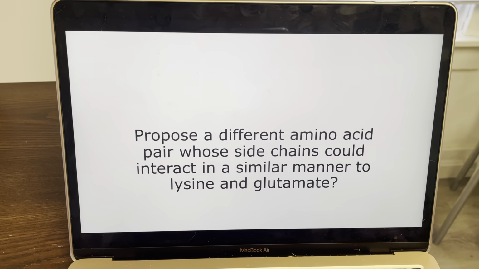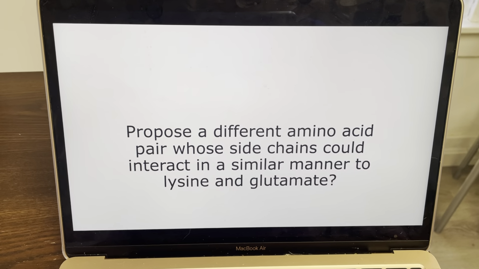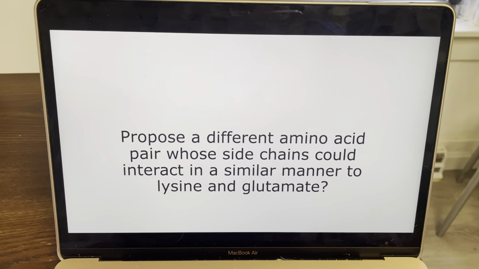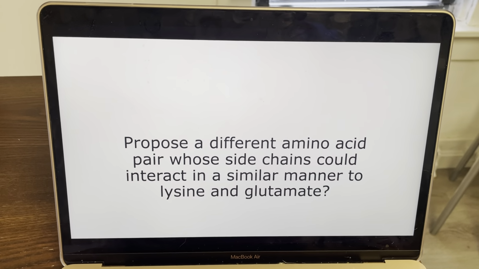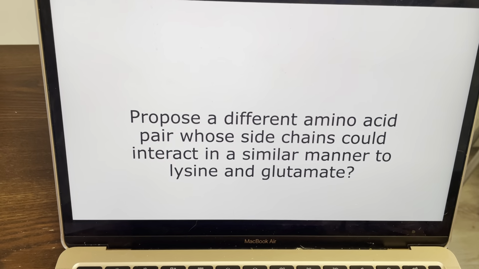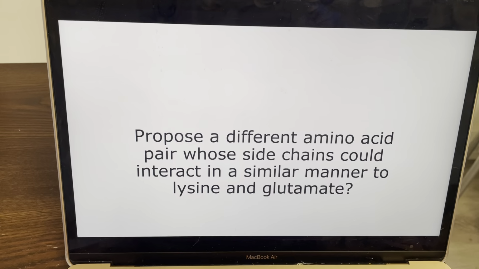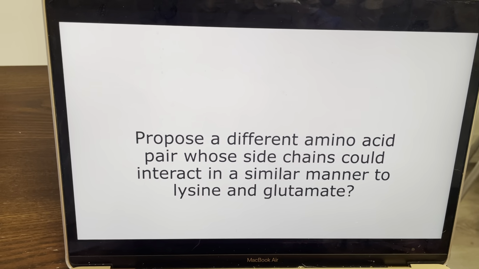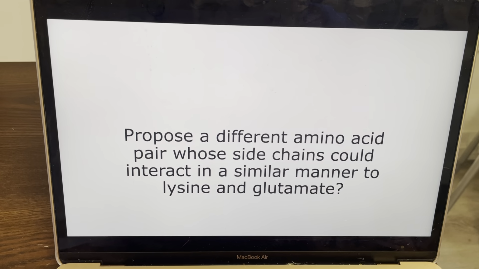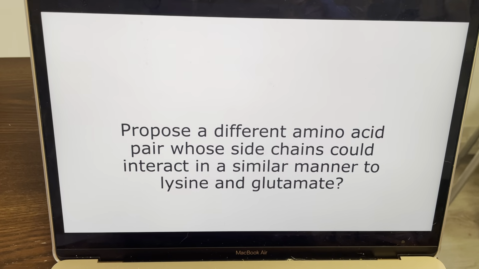The next part of this was to propose a different amino acid pair whose side chains could interact in a similar manner to lysine and glutamate. From researching this prompt, I realized that any side chains of any pair consisting of one acid and one base amino acid will interact like lysine and glutamate. So there are multiple examples. Two of them could be aspartate and arginine, or aspartate and histidine.